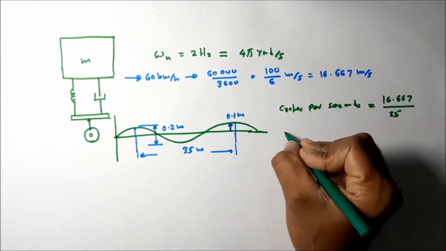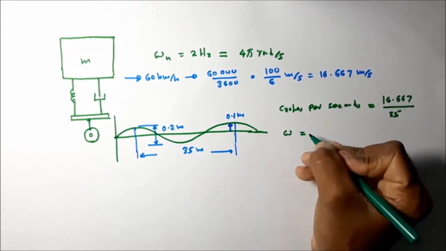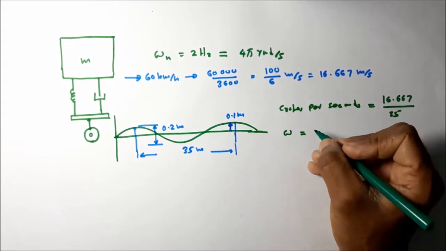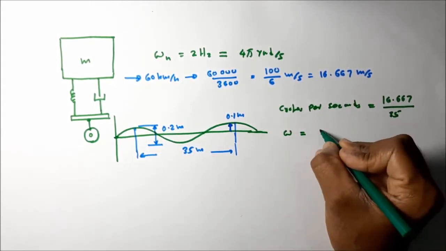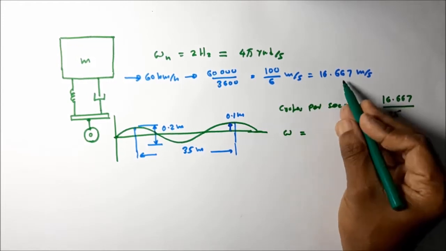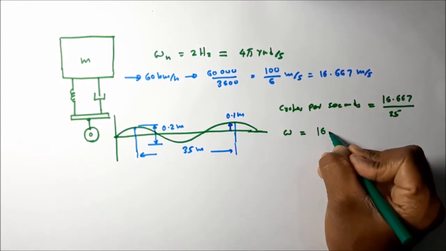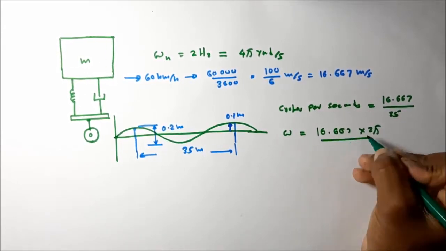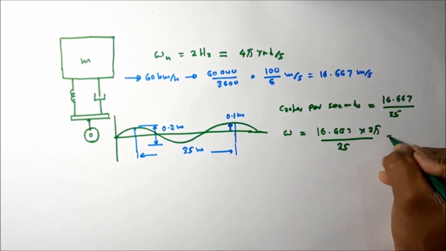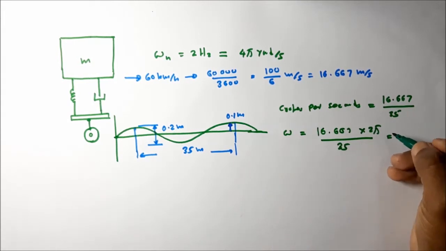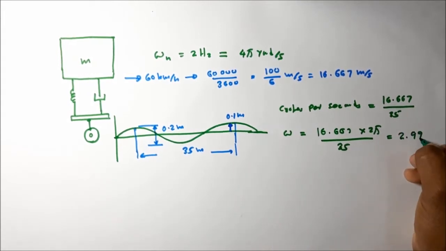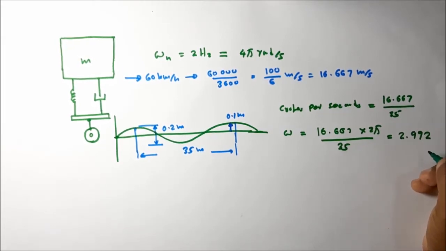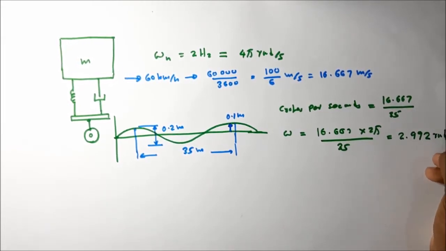Then we can convert this into radians per second by multiplying by 2π. That means 16.667 times 2π divided by 35. That is the base excitation frequency in radians per second, equal to 2.992 radians per second. Okay, this data is given.